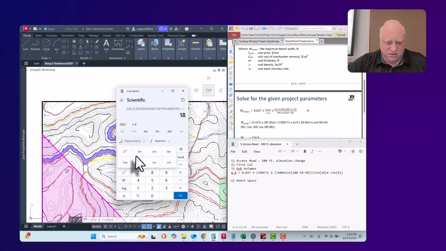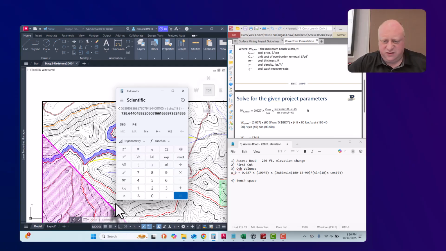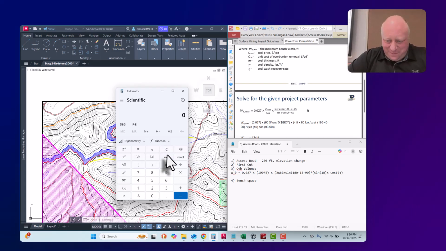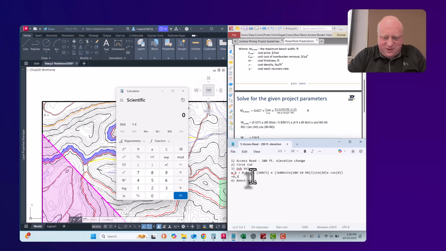sine of 18, probably. And that gets us 738. And then we're going to multiply that by 100. Divide by 5. 0.027. It's so far gone. What did we do? Maybe I take that one piece at a time and not screw it up so bad.